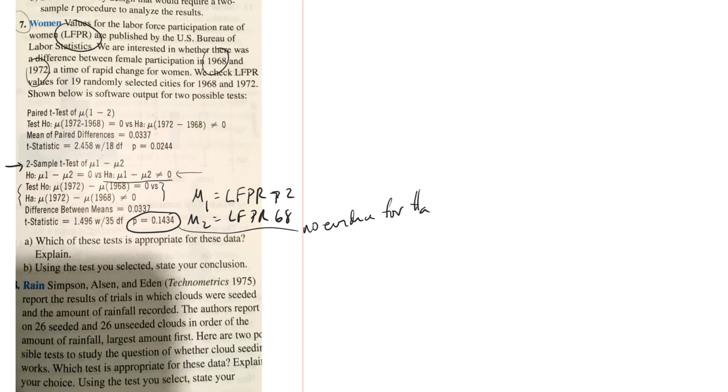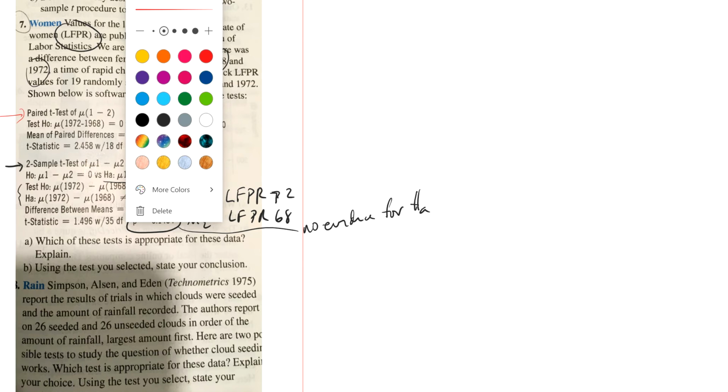Now the next one up here. I want to make it thicker than that, but I don't know how. There we go, look at that.